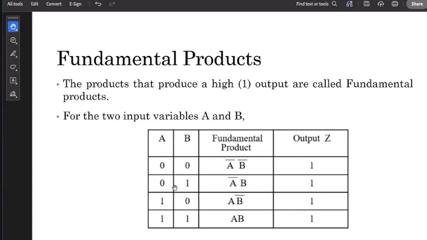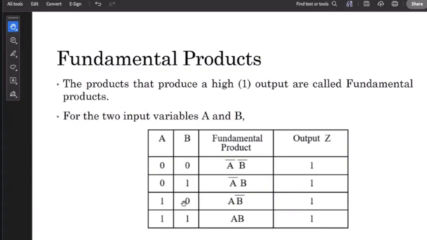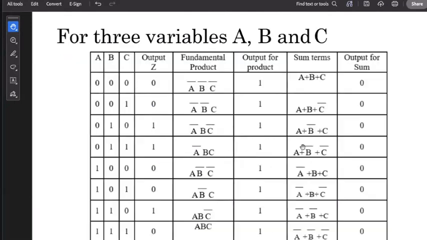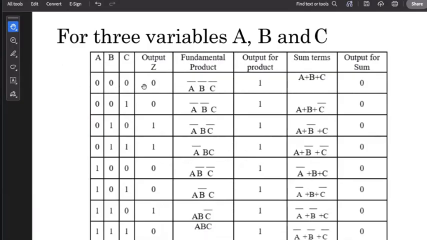Now apply the same logic here. If A is 0 and B is 1, what should we multiply to get 1? A bar and B. This becomes 1. Likewise here, A is already 1, but B is 0, so we have to negate it. A, B bar is equal to 1. So this is how we define the fundamental product. Now if you go back to this one, whatever we have here, if you want to get the fundamental product as 1, we have to follow certain things. Now we will see how it works.